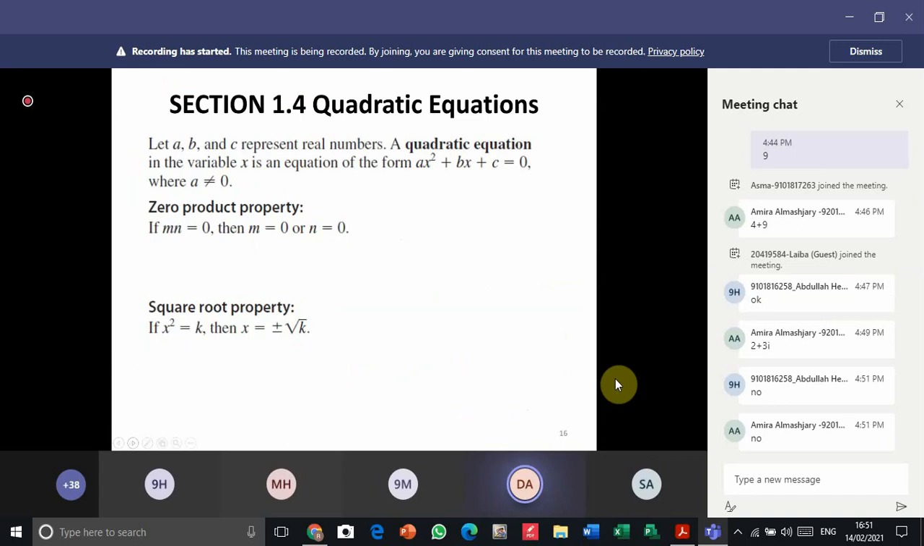Quadratic equation in this form, ax squared plus bx plus c equals 0. This is the quadratic equation, المعادلة التربيعية. Okay.